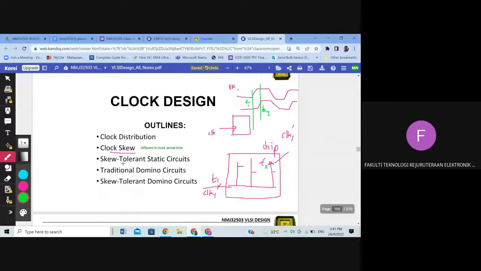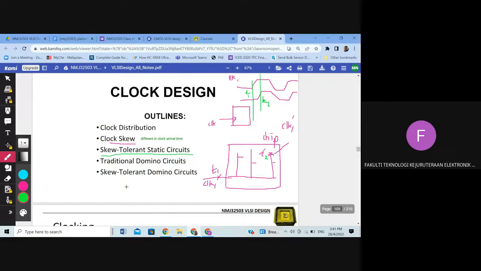All right. So we need to accept this because this is actually what happens in the chip. So that's why we need a skew tolerant static circuit that will accept the clock skew. Then we will see the domino circuit. This is reading, I think. You need to do reading on skew tolerant domino circuit.